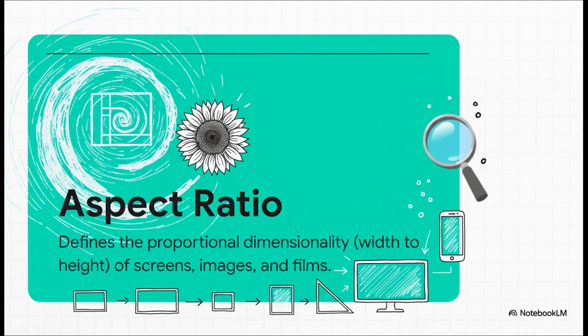Let's start with maybe the most immediate example there is, aspect ratio. It's simply the relationship of width to height, and it literally defines the shape of the very screen you are watching this on right now. Whether it's 16 by 9 for your TV or something else for your phone, this simple ratio shapes our entire visual world.